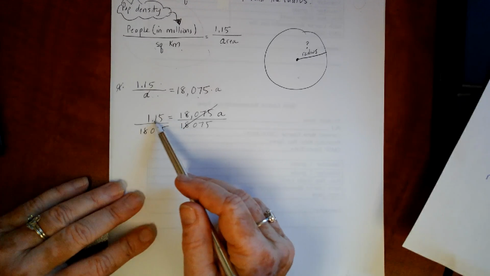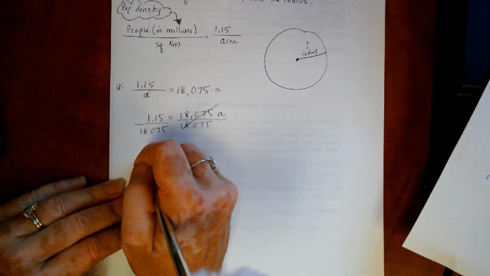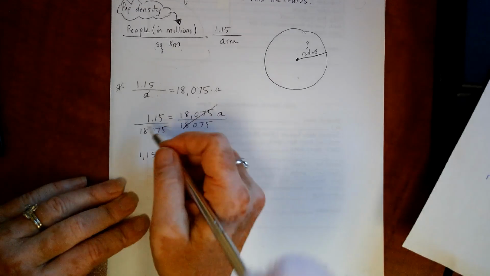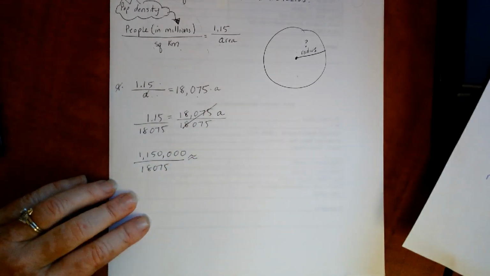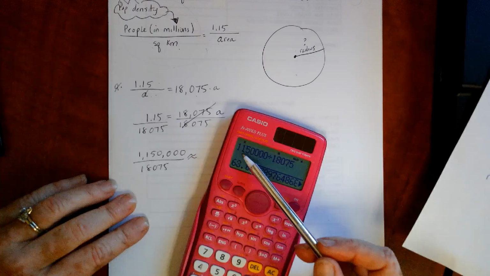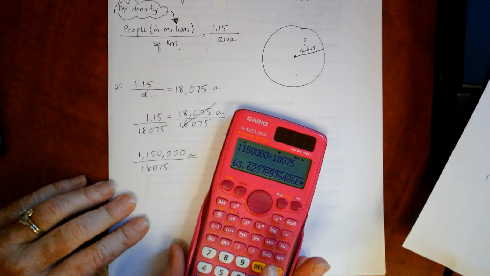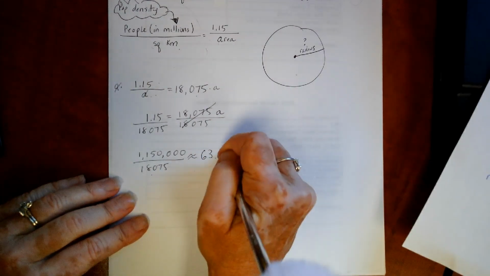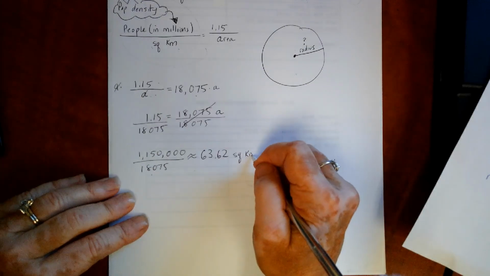But I don't want to put that in my calculator like that. 1.15 million is the same number as 1,150,000. That's how you can write 1.15 million. I'm going to put that in my calculator. Oh, I already have it in there. So I wrote in my calculator that big number divided by that number, and I got 63.62. This is how many square kilometers there are in that circle right there. This is the area.